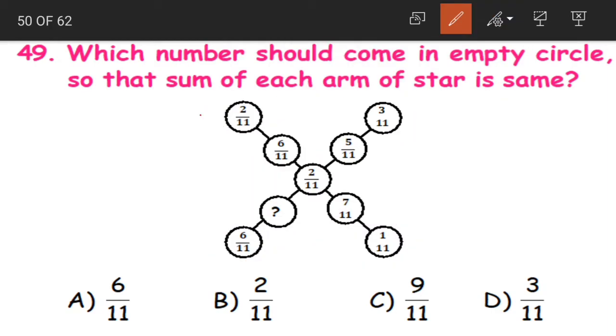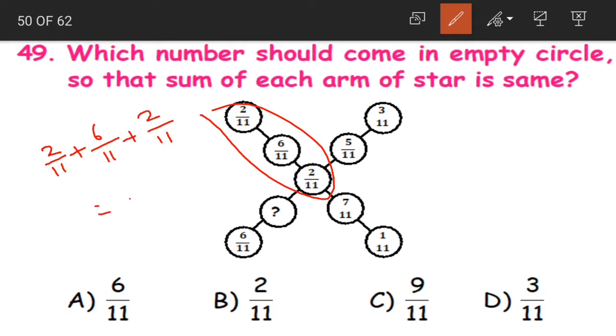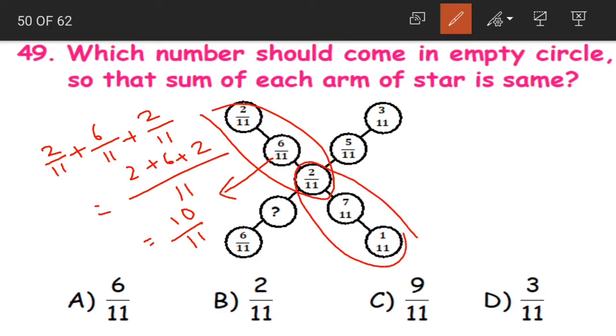Let us see. What do we have in the first arm here? 2 by 11 plus 6 by 11 plus 2 by 11. Now as these three are like fractions, we can add them directly. 2 plus 6 plus 2 is nothing but 10 by 11. The sum of this arm is 10 by 11. In the same way, let us check this one, children. 2 plus 7 plus 1.